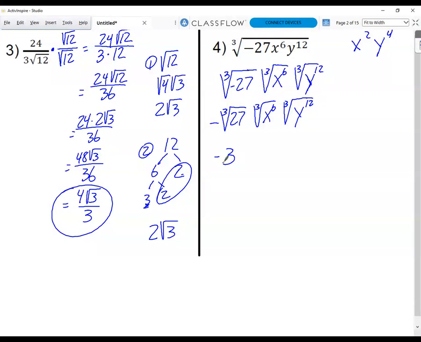Cube root of x to the 6th is x squared. Cube root of y to the 12th is y to the 4th. Because remember, we're looking to find a group of 3, which would be y to the 4th, y to the 4th, y to the 4th, and this would be x squared, x squared, x squared. So right there, there's your answer. Calculators are your friend.